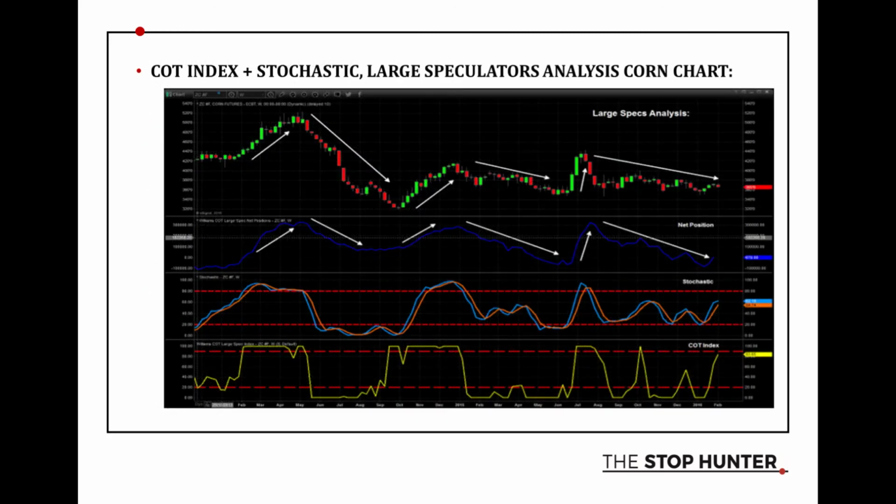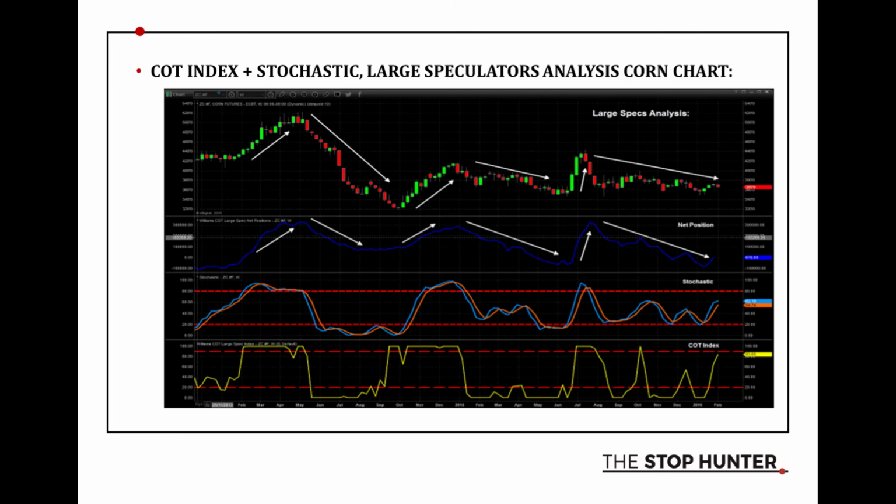So here's an example of how you could set something up. It's corn again. We've got the price at the top, the blue line, the large speculators. Notice how it's going up and down in line with the price, but below that, a couple of technical analysis indicators, stochastic at the bottom, in the middle there, that I've stripped out, and we would look for crosses up through the 20 line and down through the 80 line for possible entry signals.